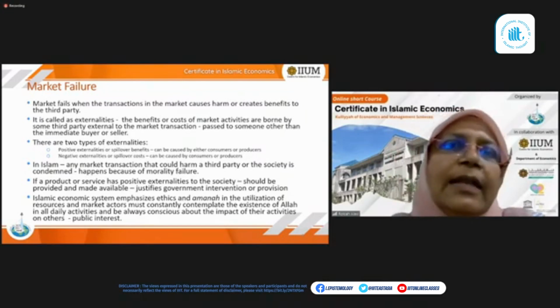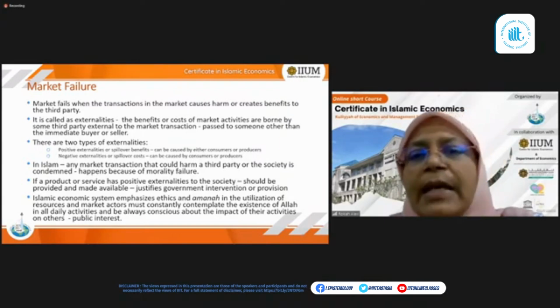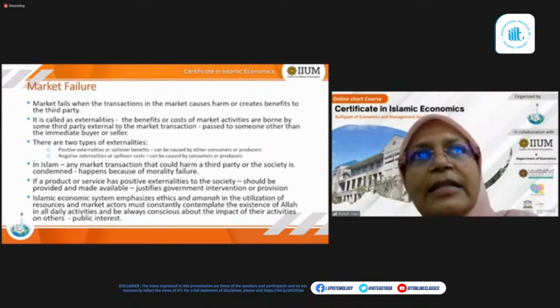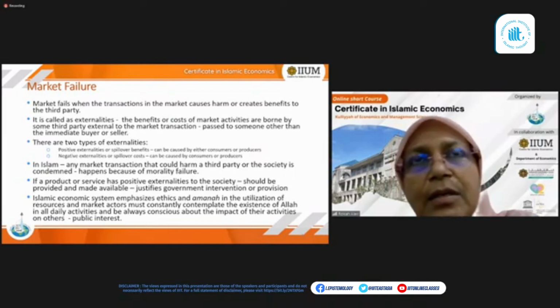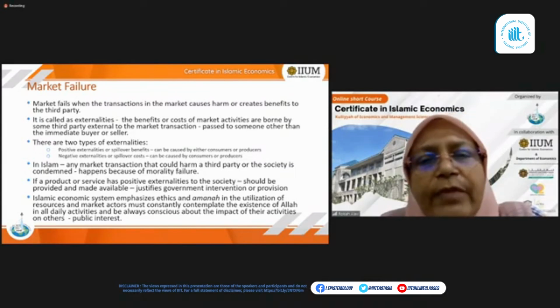For example, hospitals have positive externalities. But if you expect the market to provide hospitals at a very low price, or even free, that will never happen unless there are some NGOs, and even that is not enough. Therefore, when there is a need for this, the government should intervene, either by giving subsidies or even providing government hospitals for free.